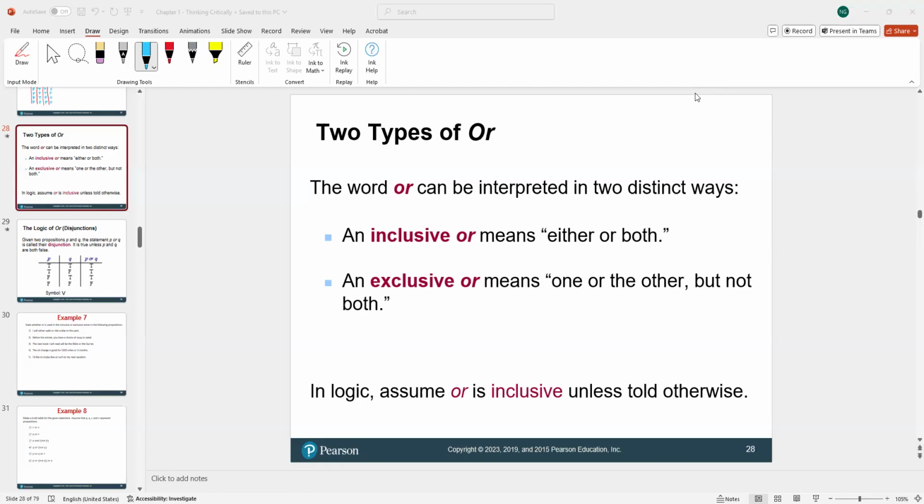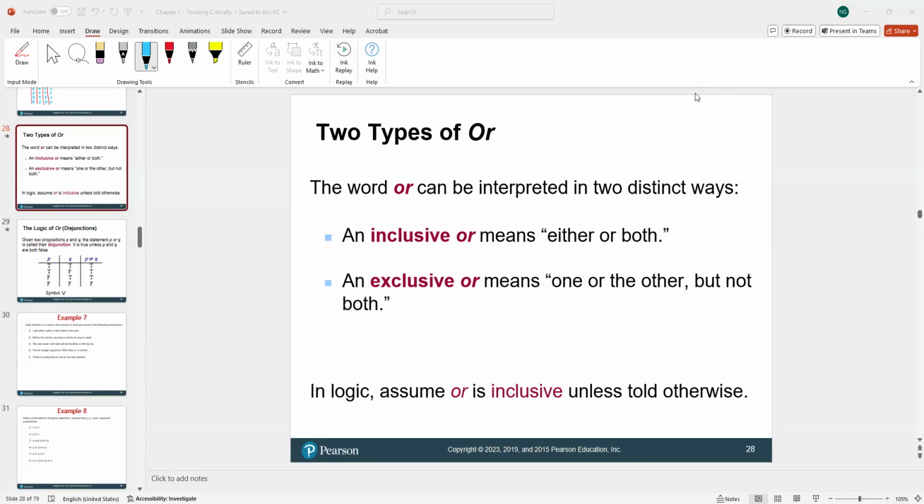The word or can be interpreted in two distinct ways. An inclusive or means either or both, and an exclusive or means one or the other, but not both. In everyday life, for example, we determine whether an or statement is inclusive or exclusive by its context. But in logic, we assume that or is inclusive unless we are told otherwise.